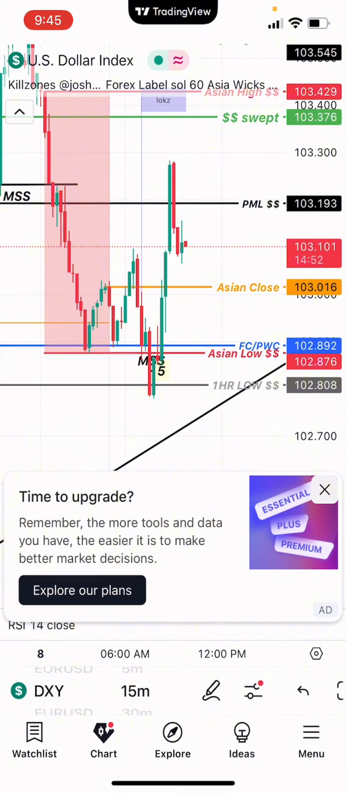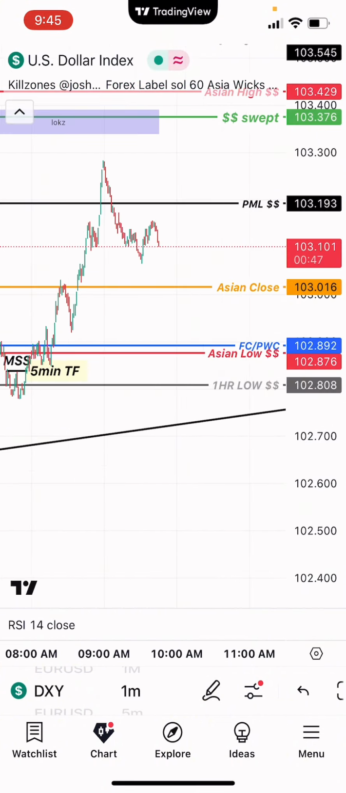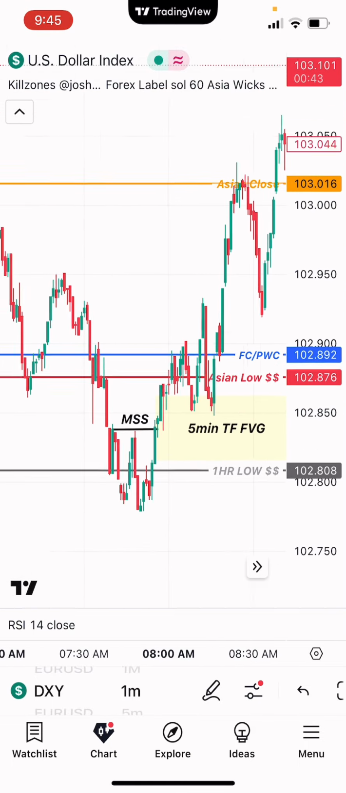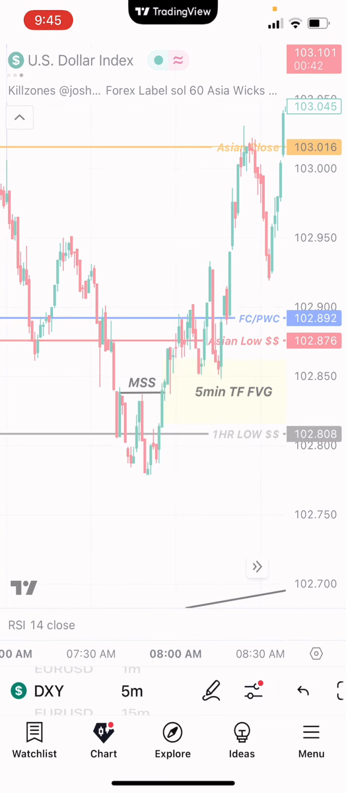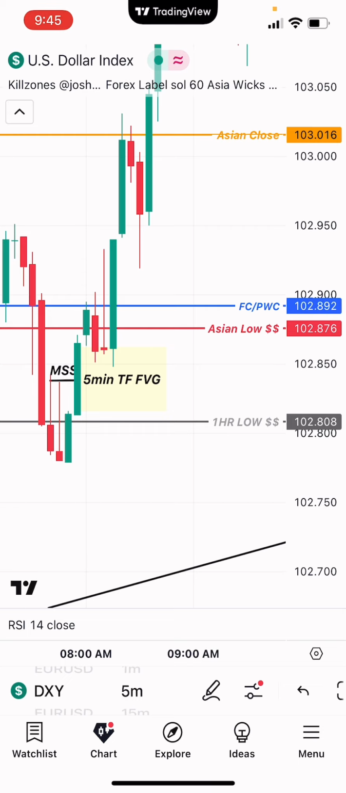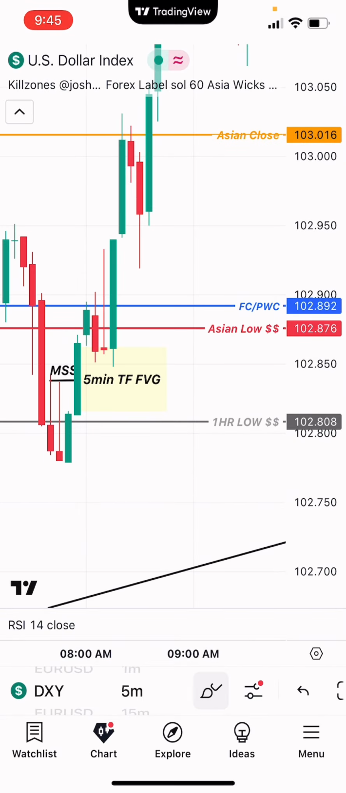So I immediately switched to my 5-minute time frame, and I saw this. As I said, price is always after two things: areas of inefficient price action or fair value gaps. You can call it imbalance, inefficiency, or fair value gap. So I saw this 5-minute fair value gap here.